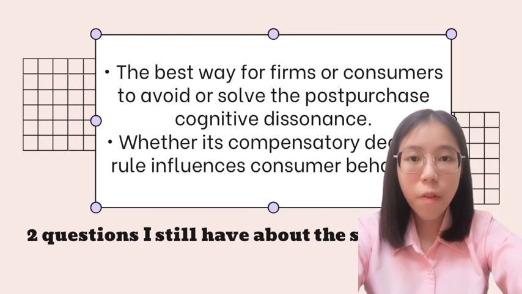The first one is what is the best way for a firm or consumer to avoid or solve post-purchase cognitive dissonance. The second one is whether the compensatory decision rule influences consumer behavior.